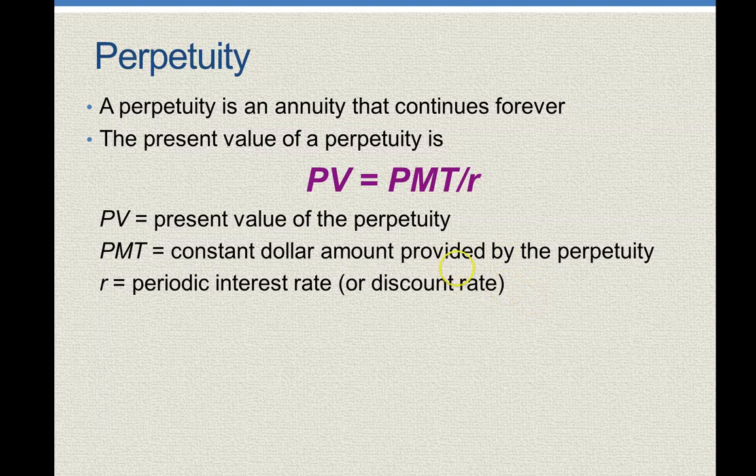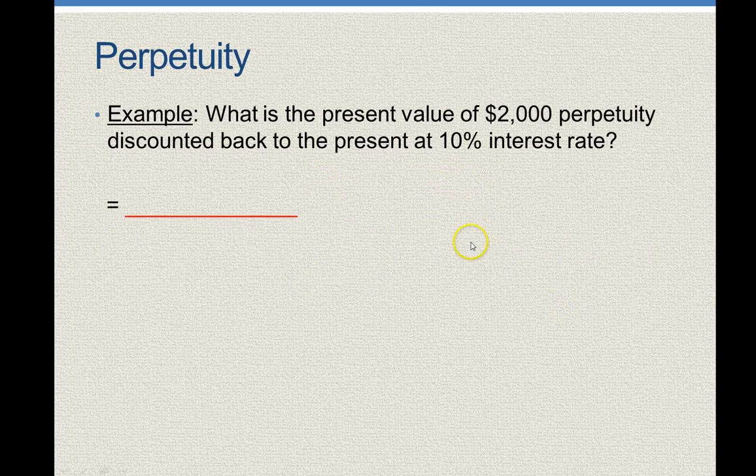So now the present value here is actually easier to calculate compared with the annuity case. It's simply the constant payment divided by the periodic interest rate. So let's look at this example. What is the present value of a $2,000 perpetuity discounted back to the present at a 10% interest rate? So based on the formula, it's simply the payment divided by the interest rate, right? It's $2,000 divided by 10%, which will give us $20,000. So this is easy to do.